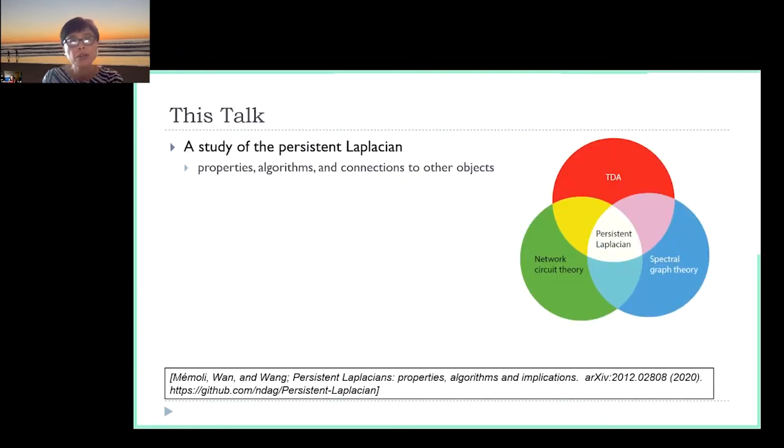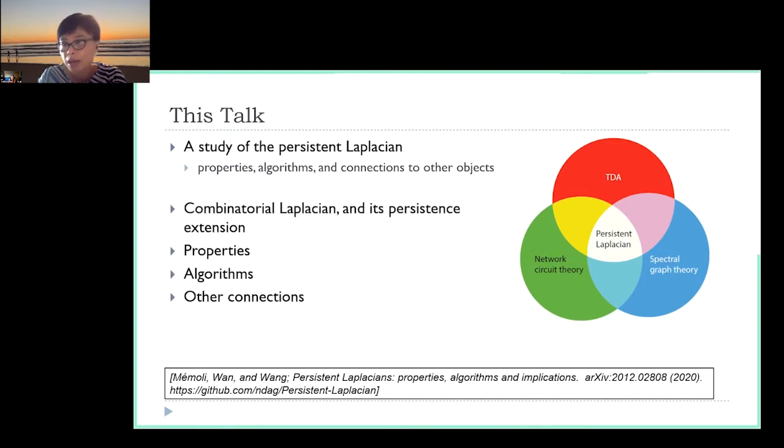I want to share with you some of our recent findings through our study of this persistent Laplacian. We learned quite a bit through this course, and I'm going to introduce the concept and some of the properties, including properties that help us find efficient algorithms to compute this persistent Laplacian, and also connections to other objects. As you'll see, this persistent Laplacian sits at the intersection of topological data analysis, spectral graph theory, and network circuit theory. So it's a very rich object. While this talk is going to focus on some properties and algorithm connections we found, I think it will be interesting to further study this object to see what the applications are to the broader topological data analysis context.